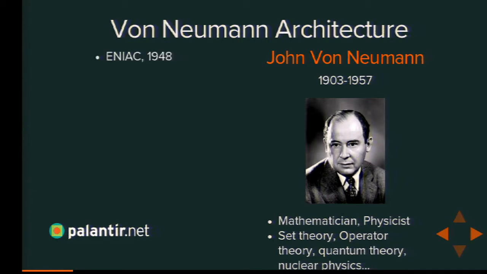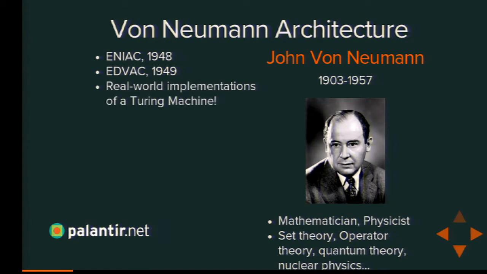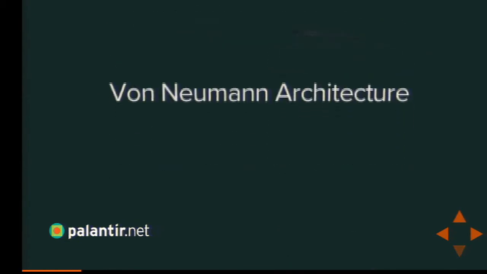He was also a consultant on the ENIAC computer, one of the very first electronic computers, and on EDVAC, which is the other very first electronic computer. And both of these systems, under his guidance, essentially were implementations of the Turing machine. They took the stateful approach of defining, all right, if we want to build an electronic magic box that computes stuff, how are we going to do it? And they took the Turing machine approach of tracking state. And this architecture became known as the von Neumann architecture.